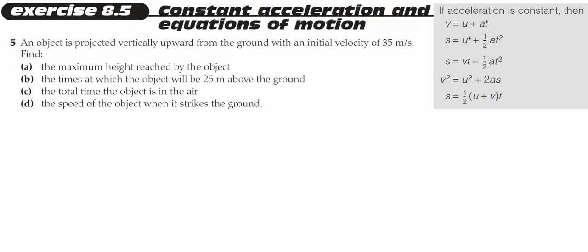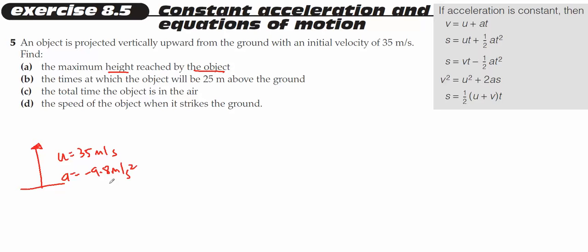This is the Specialist Maths, it's 8.5, question number 5. An object is projected vertically upwards from the ground with an initial velocity of 35 meters per second. So, it is at the ground and it's been thrown straight up. Therefore, u equals 35 meters per second and a equals negative 9.8 meters per second squared. Part A: the maximum height reached by the object.